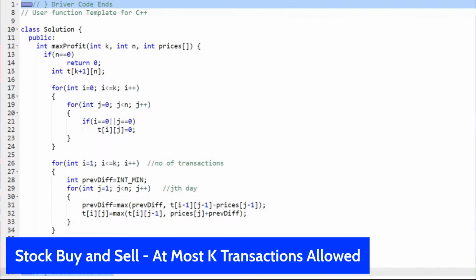The buying should have been done in that space. So basically we are checking, from 0 to j minus 1, on which index you should buy the stock so that you can get the maximum profit when you sell it on the jth day. All right, that is what we are trying to do.